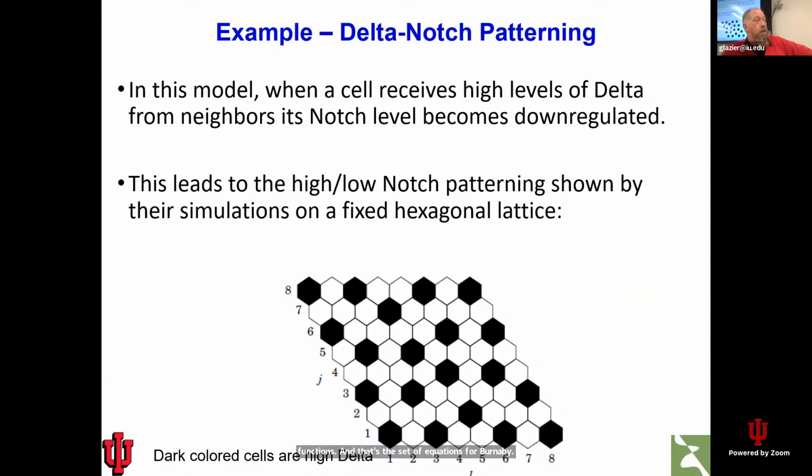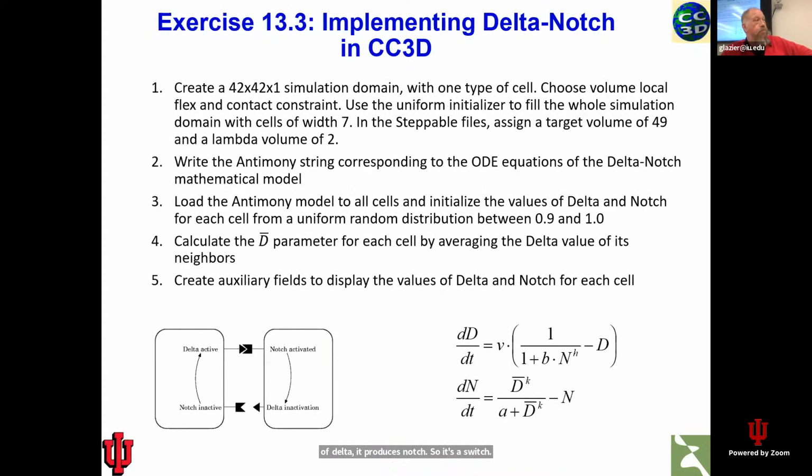So, again, the basic idea is that when a cell's neighbors have a high level of delta, it stops producing notch. When a cell's neighbors have low levels of delta, it produces notch. So it's a switch, and that'll produce this hexagonal pattern.